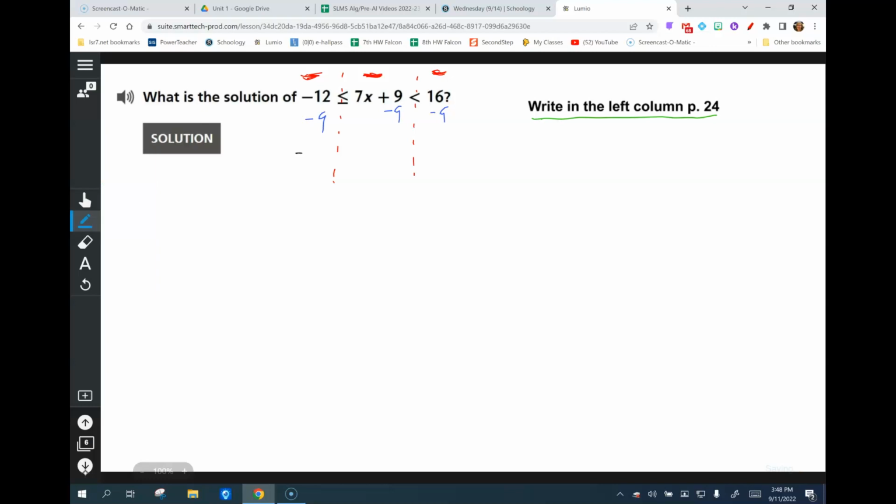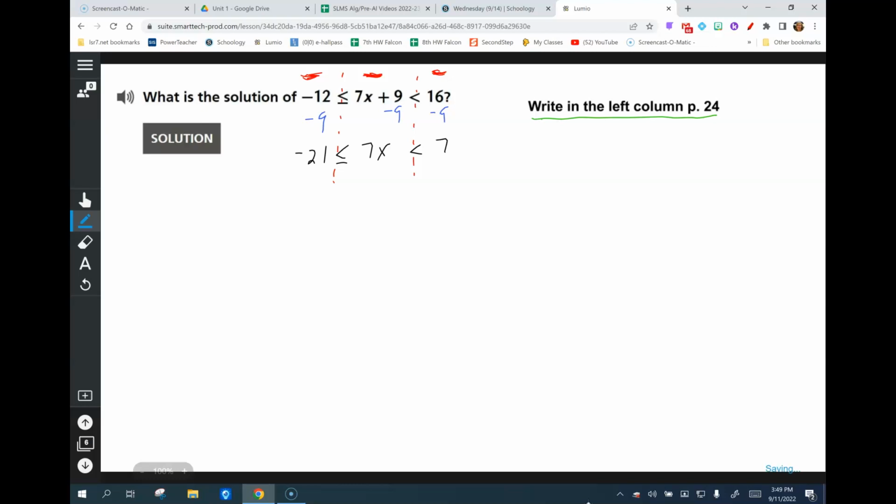So I get negative 12, 21, I think. I'm going to have to look that up. So yes, my calculator told me that it is 21. 7x, bring down those inequality signs. Bring down the inequality sign. 16 minus 9, and that would be 7.